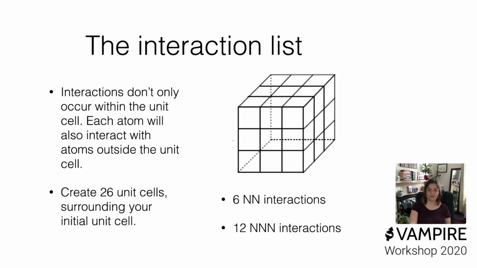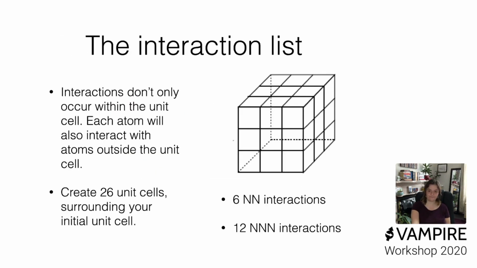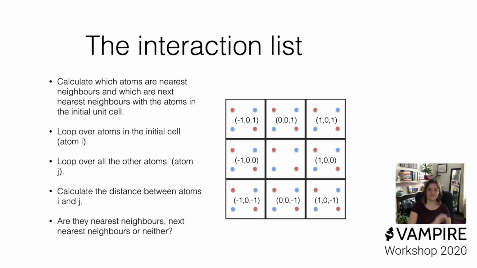This is because, if you remember from this diagram here, you have the nearest neighbour interactions, which are the JIJ1 interactions, from atoms in one sublattice to the nearest neighbour atoms in other sublattices, and you have the JIJ2 interactions, which are from atoms in the red sublattice to other atoms in the red sublattice, and atoms in the blue sublattice to other atoms in the blue sublattice. So this interaction is ferromagnetic and acts to stabilise the system. This means that for every atom, we need to find the 6 nearest neighbours and the 12 next nearest neighbours.